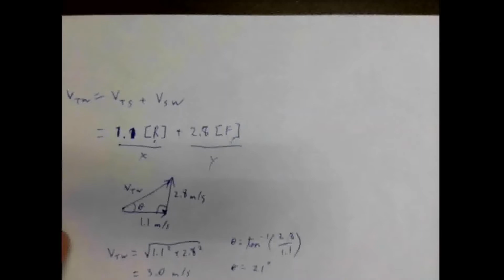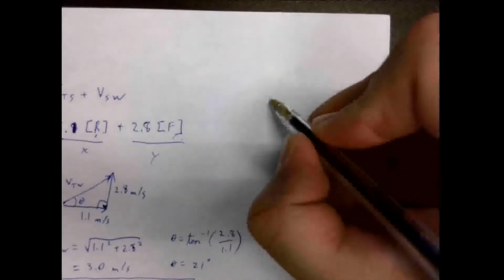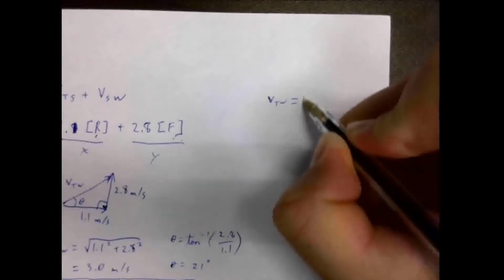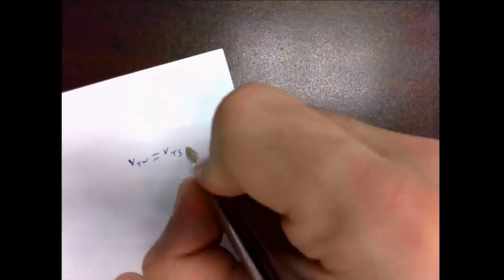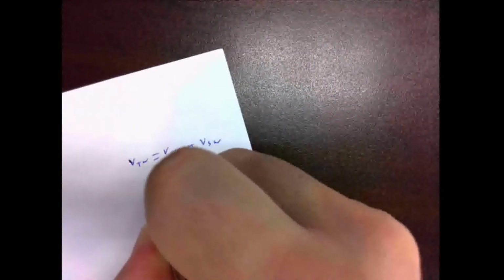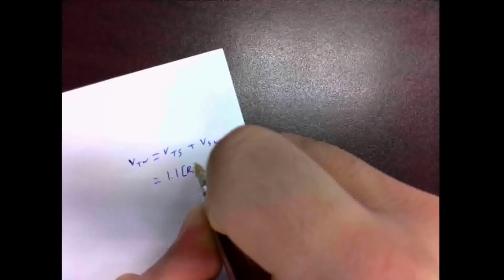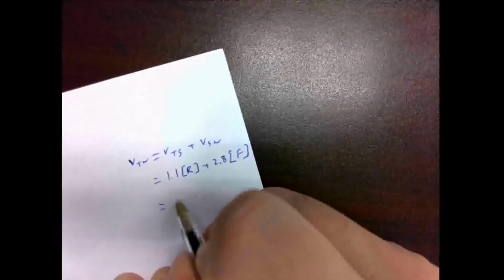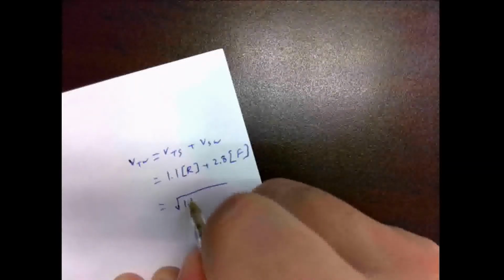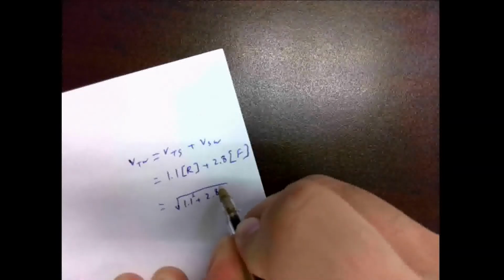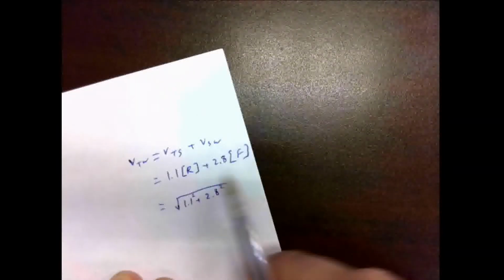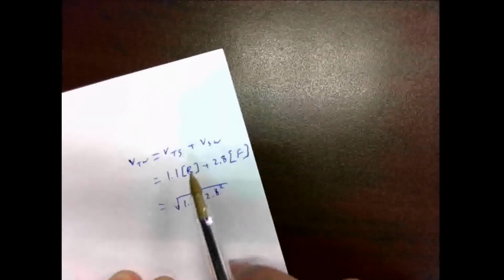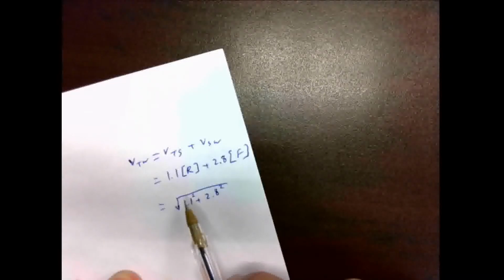Now, because we do a lot of vector addition in this course, what I recommend is that instead of drawing the triangle, you can go straight to this step. So I'll redo this problem really quickly and model how you can solve this. After this point, you could just go into the square root of 1.1 squared plus 2.8 squared. This is vector addition. So if we have cardinal directions, we go straight into vector addition like this.